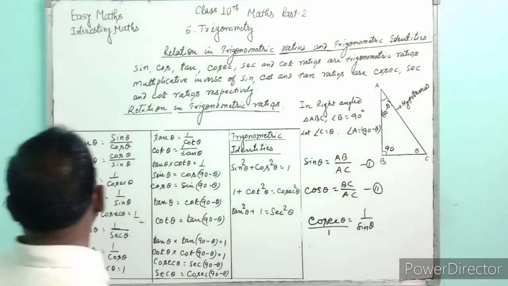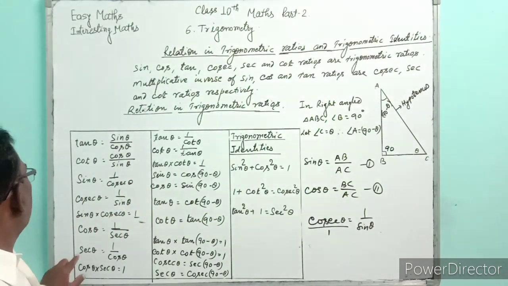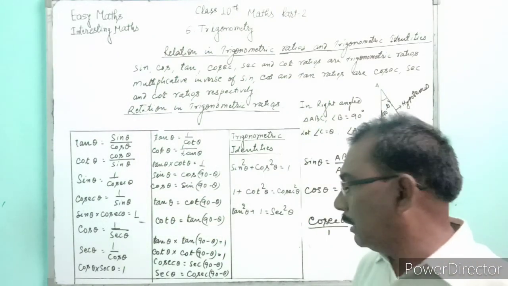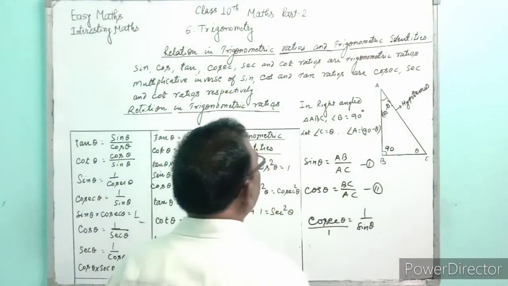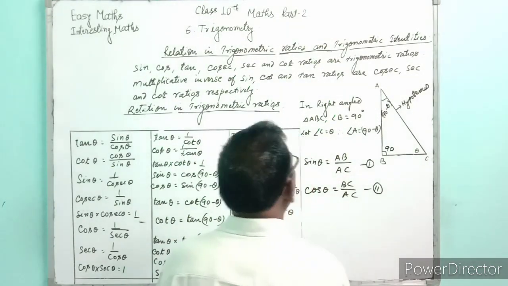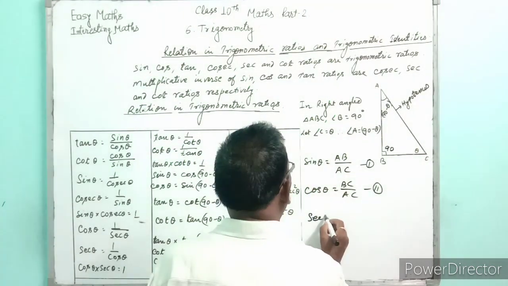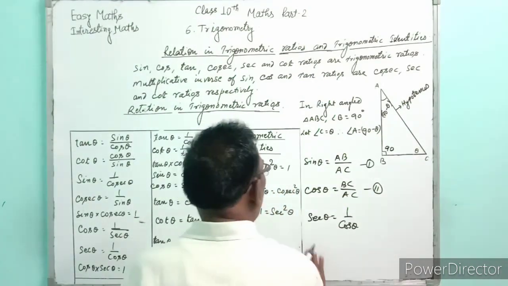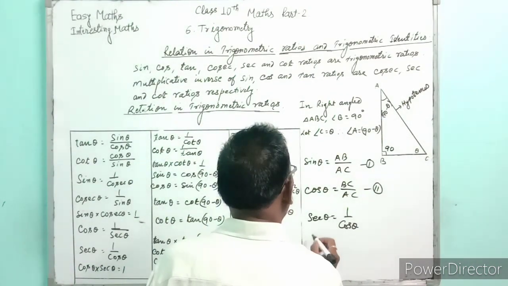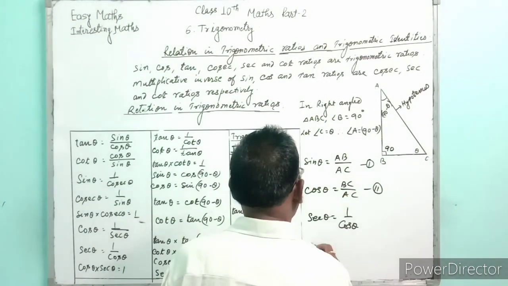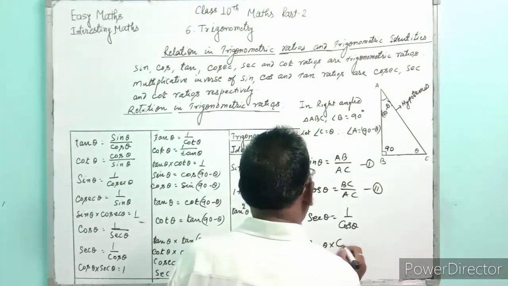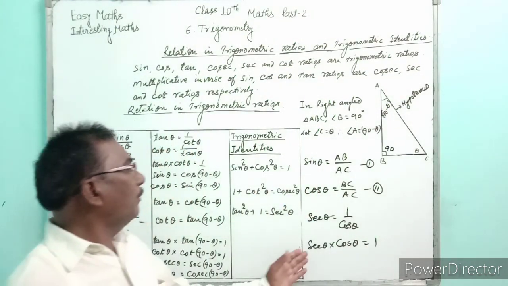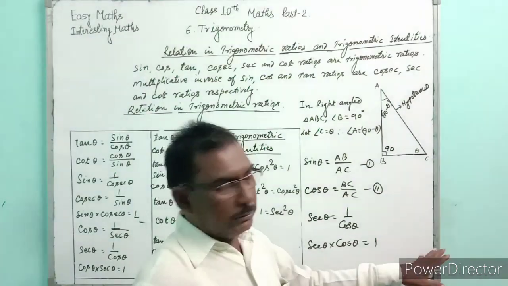Now we come to the second. Sec theta is the multiplicative inverse of cos theta. Therefore sec theta is equal to 1 upon cos theta. Now we do cross multiplication. So sec theta into cos theta is equal to 1. So the product of these two ratios is 1.